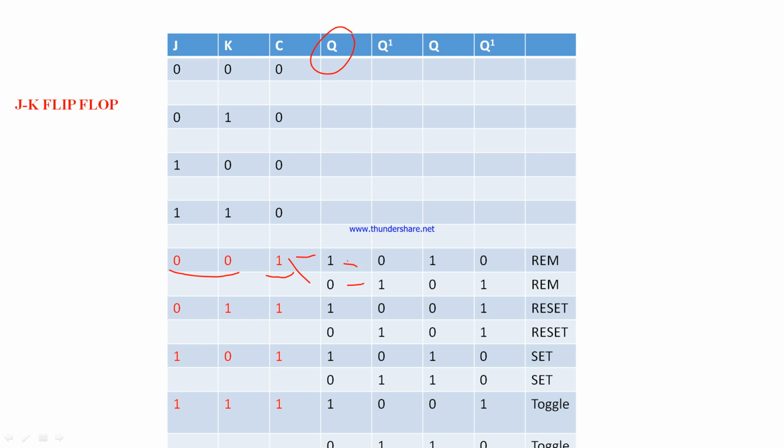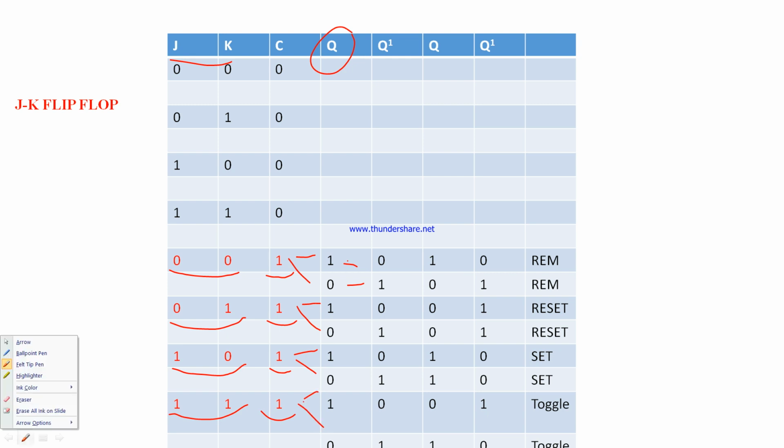And next, when JK is 0, 1, clock is always 1, I have 2 possibilities. JK is 1, 0, clock is 1, I have 2 possibilities. JK is 1, 1, clock is 1, I have 2 possibilities. Here is all.